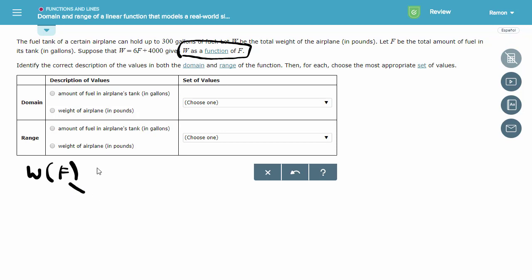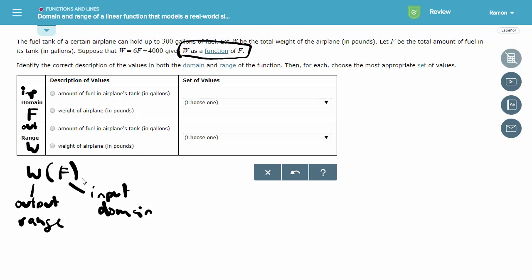The variable here, F, is my input. Inputs get mapped to the domain. And this variable here, W, is an output, and that gets mapped to the range. Based on this, I know that my input, the domain, is going to be represented by F. And then the output is going to get mapped here to the range, and that's going to be W.